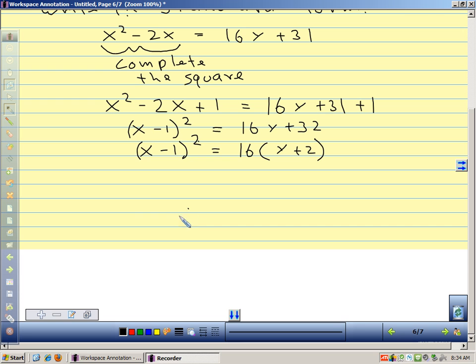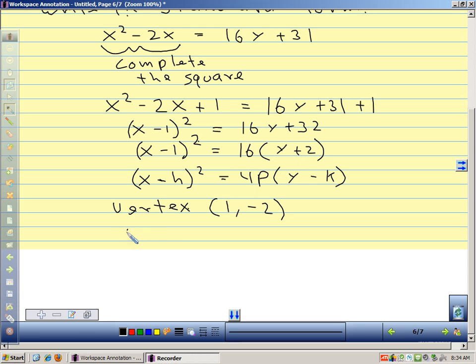This matches with my standard form for a parabola. My standard form is x minus h squared equals 4p times y minus k. So now I have all the information that I need. The vertex. The vertex of this parabola is where? Here h is, and remember we're minus here, so h would be 1 and k would be negative 2. So minus a negative 2 gives me a positive 2. My vertex is at 1, negative 2.